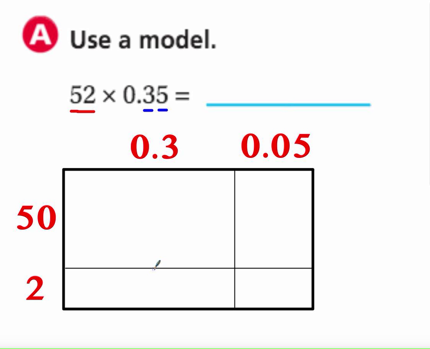If you've never done this method before, what you do is you multiply the number on the side times the number above it. So I have 50 times 3/10. Now what I've taught you to do is ignore that decimal when we're multiplying. So we're going to pretend that this is actually just 3. So I have 50 on the side and 3 above it. What's 50 times 3? 150. Okay, so put 150 in this box.